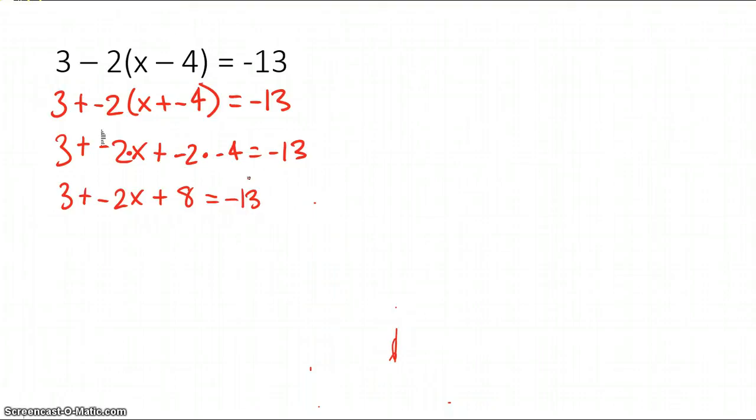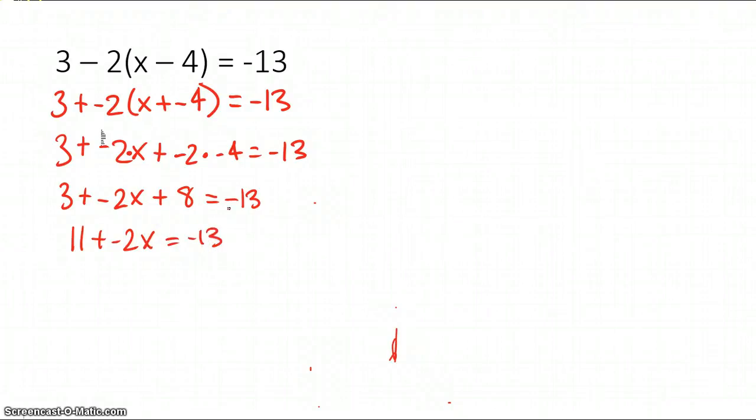So now you're going to add the like terms. Since the variable is not a like term with 3 and 8, we're going to do 3 plus 8 would equal 11 plus negative 2x equals negative 13.